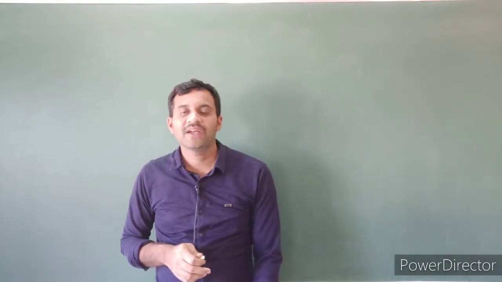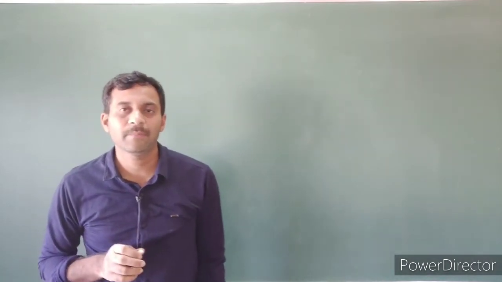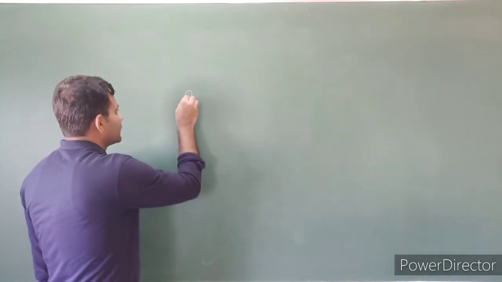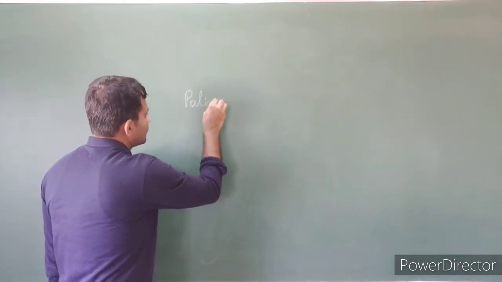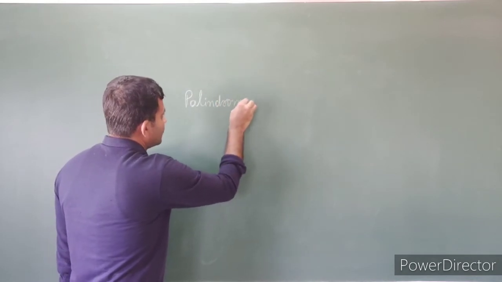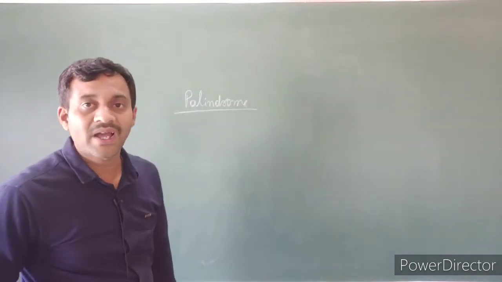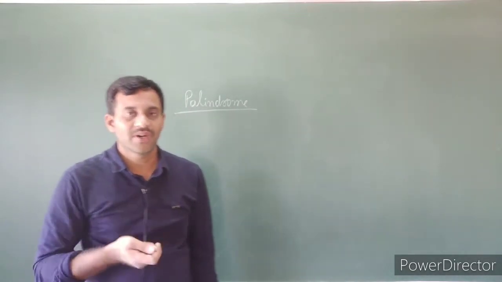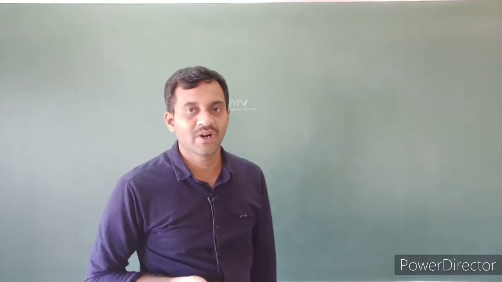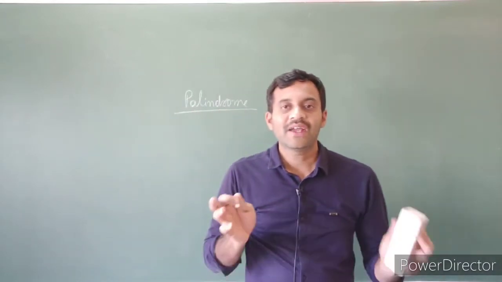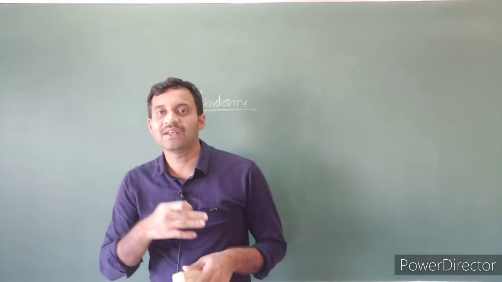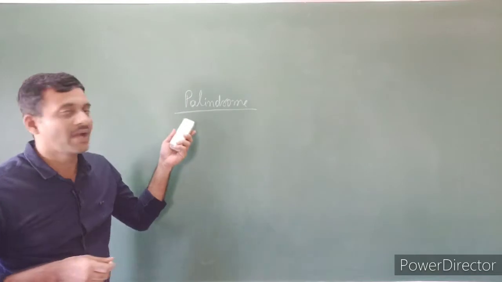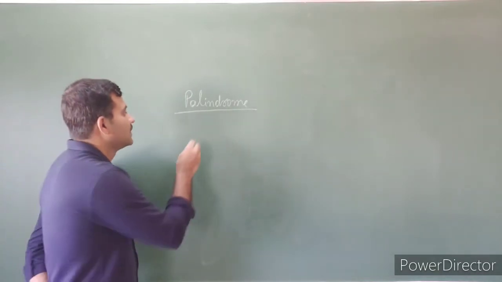Let's consider the lab program: a program to verify whether the given word is a palindrome. First we have to discuss what a palindrome is. Palindrome means that after reversing a word, the meaning of the word remains the same. That is the palindrome. For example, madam.